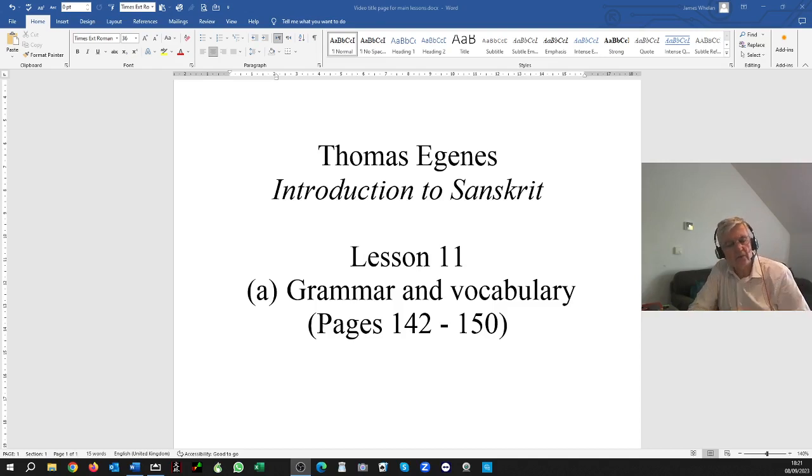On page 142, there's a description of the rule that usually if you have an s, and it is preceded in the same word by a vowel other than a or ā, it becomes a ṣ. So it becomes a ṣ if it is preceded by a vowel i, ī, u, ū and so on, e, ai, o, au, ṛ, ṝ. It also becomes a ṣ if it immediately follows a k or a r within the same word.